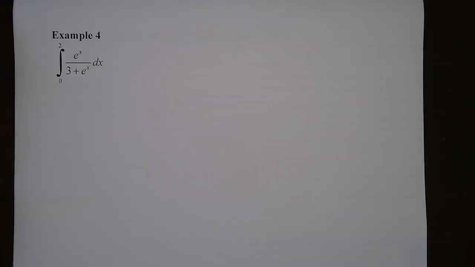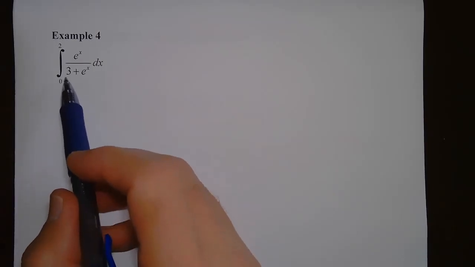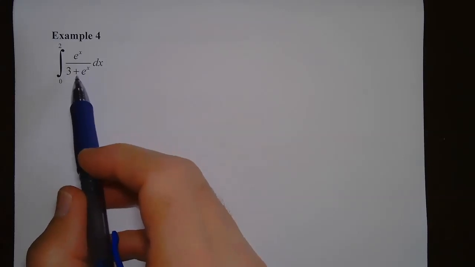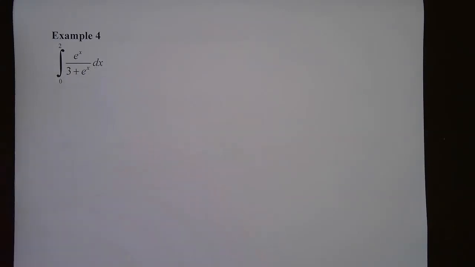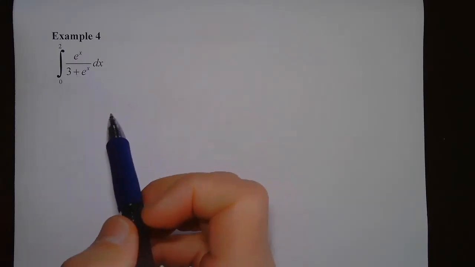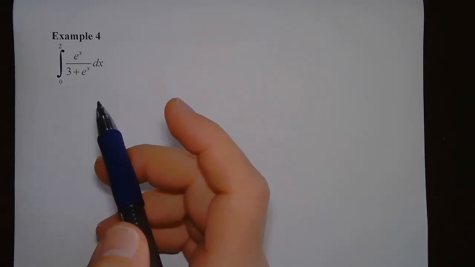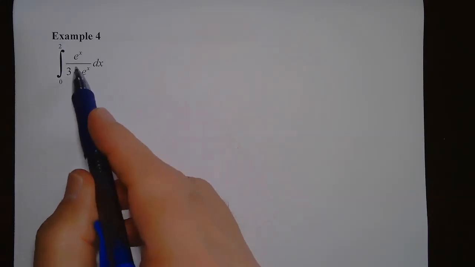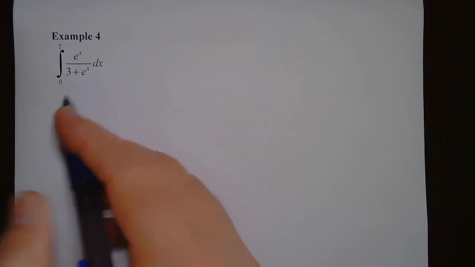For this final example for today's lesson, example 4, we want to integrate 0 to 2 of e to the x over 3 plus e to the x dx. If you look at this, what should we let u be? Because we don't recognize this as being the derivative of something. What happens if we let u be the bottom here, the 3 plus e to the x?